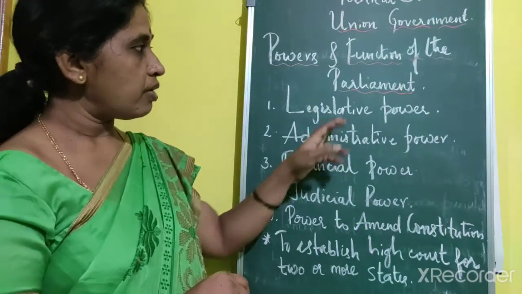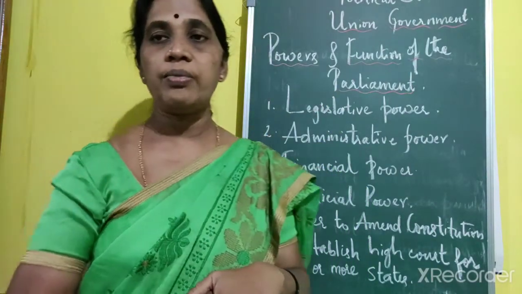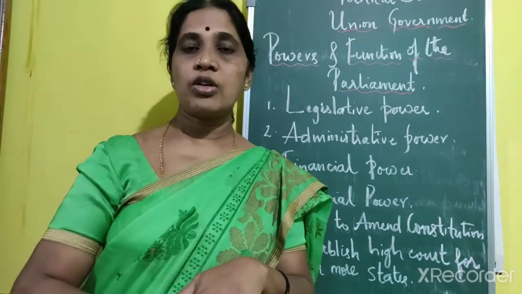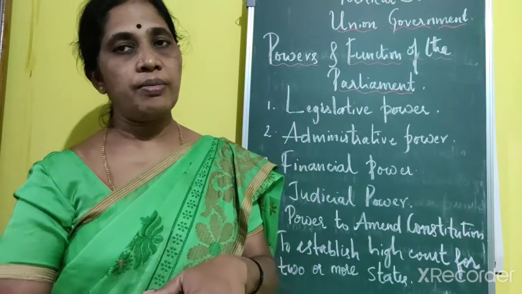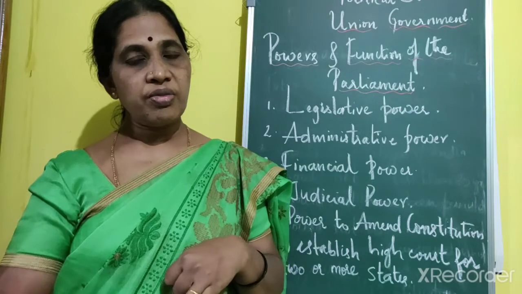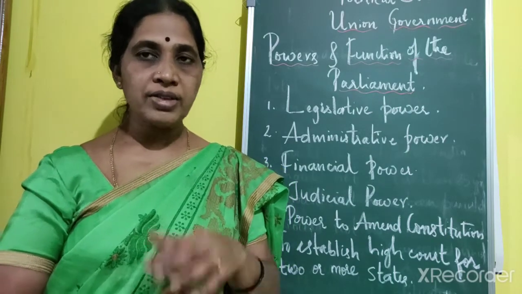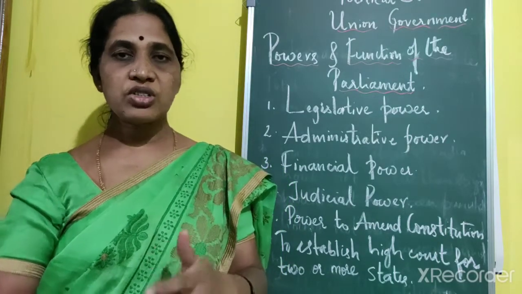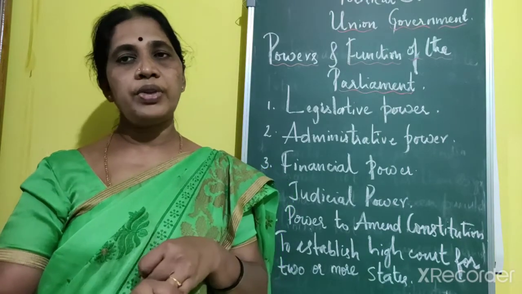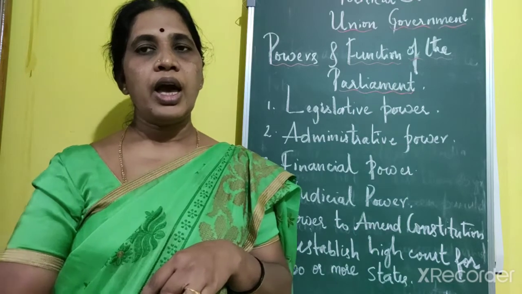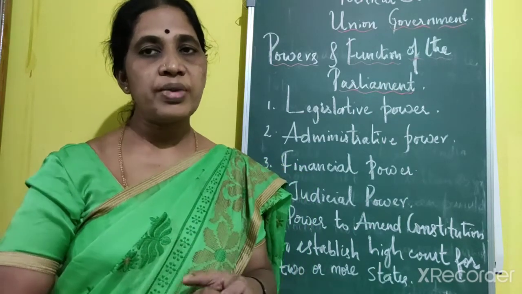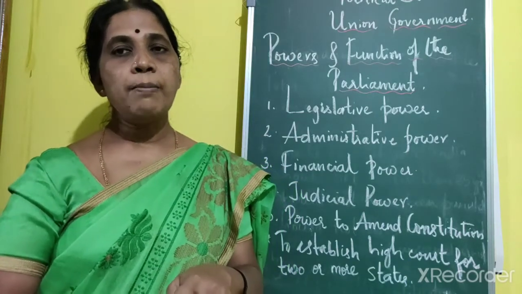The second power of the Parliament is administrative power. Okay, you know that India has adopted a parliamentary form of government, where it has the Prime Minister and the Council of Ministers, and they form the executive. That means in the parliamentary system of government, the Prime Minister and the Council of Ministers form the executive. And this Union Cabinet, that is, this Council of Ministers, is responsible to the Parliament.